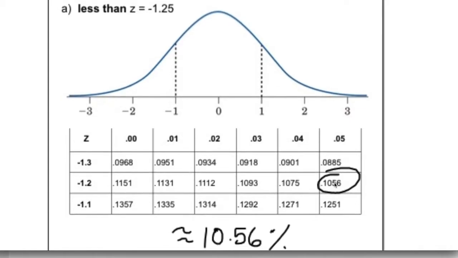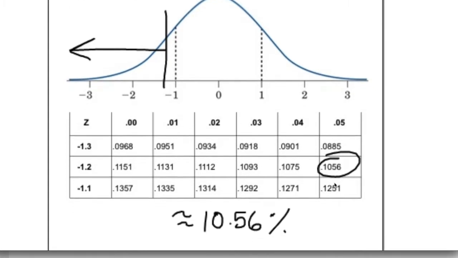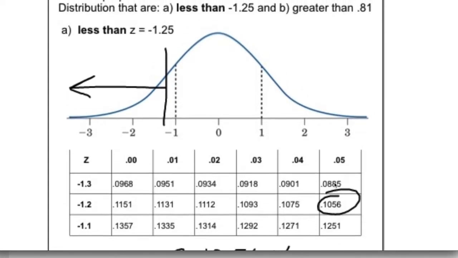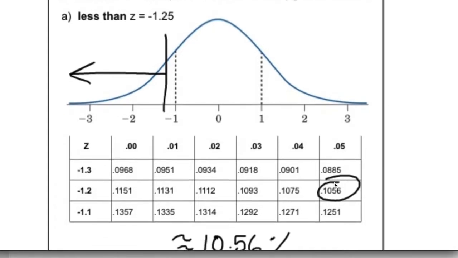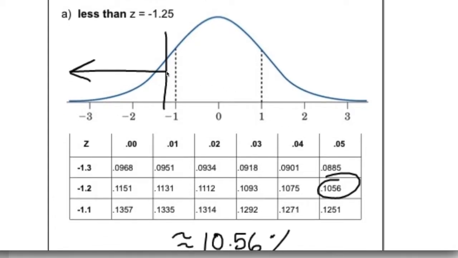So we would expect, and again, this is true for every normal distribution, if -1.25 is about right here, we would expect 10.5% to score below that level. Which means we could look at it the other way. We would expect about 89.5% to score above that level.